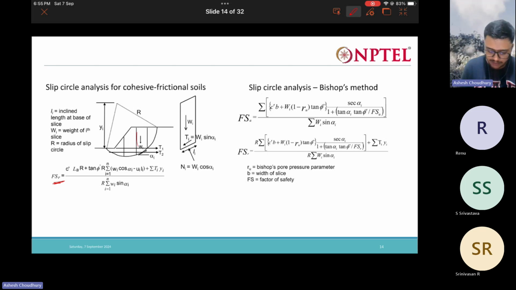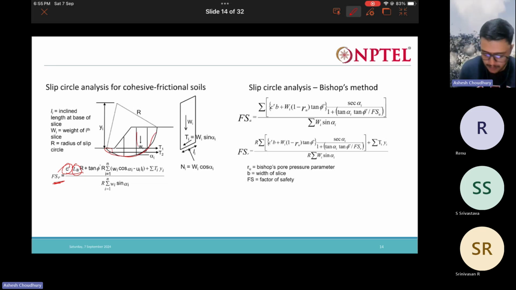So what is the first term? c' times LA times R. It is the resistance coming from the shear resistance developed from the cohesion of the soil. c' is the cohesion of the soil, LA is the length of the arc, and R is the radius.